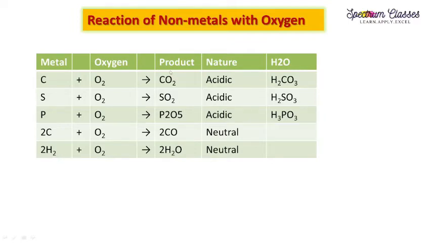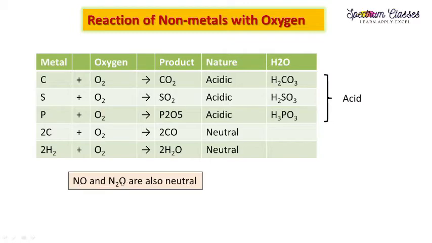The oxides formed by the non-metals on reaction with oxygen, carbon dioxide, sulfur dioxide and phosphorus pentaoxide, are acidic in nature, and carbon monoxide and water are neutral in nature. At the same time, NO and N2O are also neutral. These are oxides of nitrogen. These acidic oxides further react with water and give acids: carbonic acid H2CO3, sulfurous acid H2SO3, and phosphorous acid H3PO3.